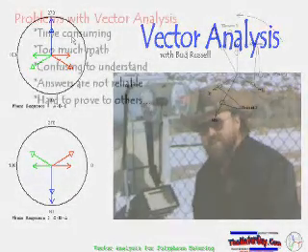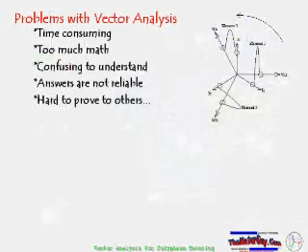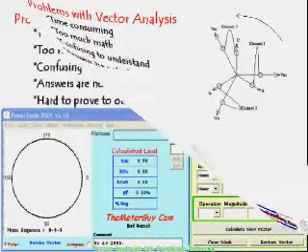There are problems with vector analysis as we use it today. It's time-consuming. It has too much repetitive math. The vectors are confusing to understand. The answers that we've calculated are not reliable. And how do you prove this to someone else when you're not sure that you understand?